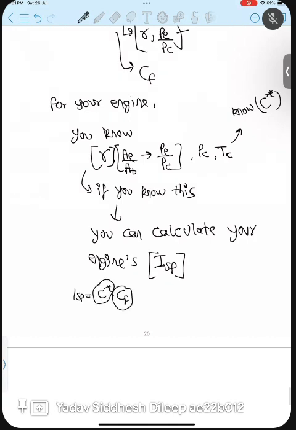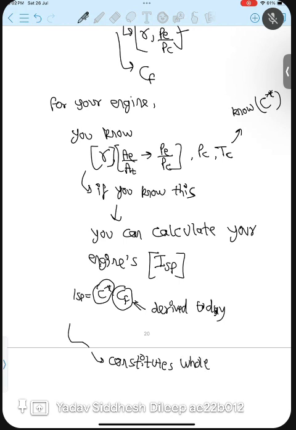So C star we derived in the previous class, CF we derived today, which constitutes the whole ISP. So this was about the ISP in today's class.